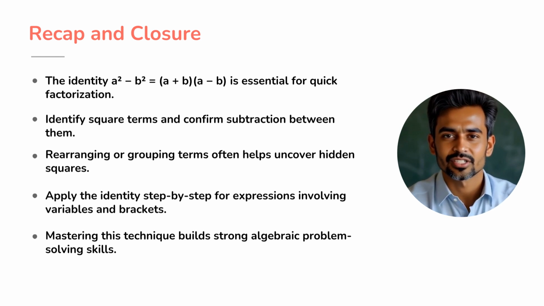I hope now you understand how and when to use the difference of squares identity. Practice it with different forms: brackets, coefficients, and algebraic terms. And that's the foundation of how we factor using the identity a squared minus b squared equals a plus b into a minus b. In the next video, we'll explore how to factor perfect square trinomials and connect identities with real-world algebraic problem solving.